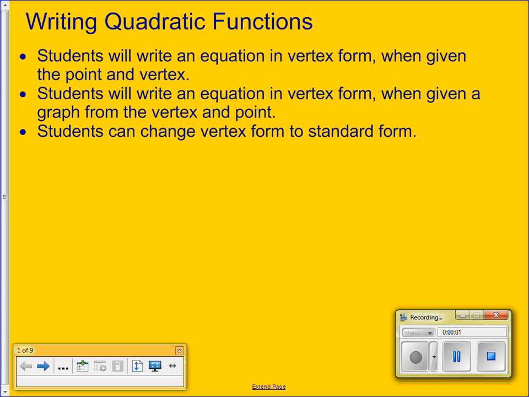In this lesson, we'll be writing quadratic functions. You should be able to write an equation in vertex form when you're given the point and the vertex. Write it in vertex form when you're given the graph and the point, and change it from vertex to standard.